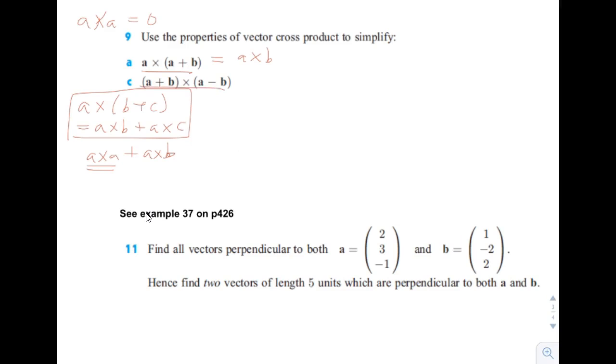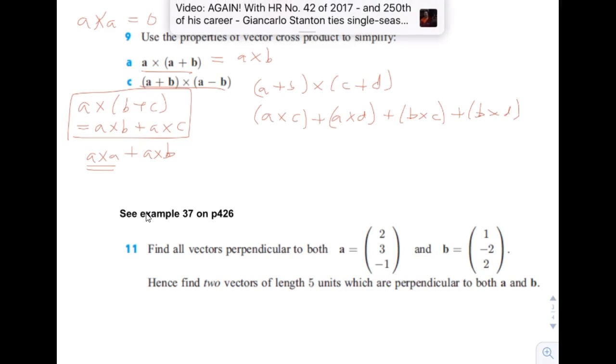So we have (A plus B) cross (A minus B). And remember, we have a property. If you have (A plus B) cross (C plus D), then you can do A cross C plus A cross D plus B cross C plus B cross D. Okay, so these two are equivalent, all right?